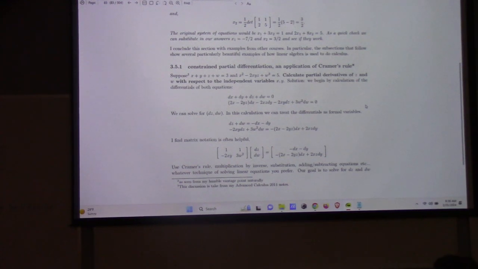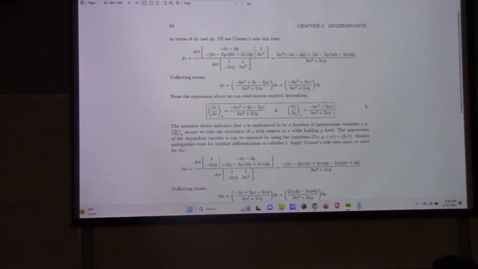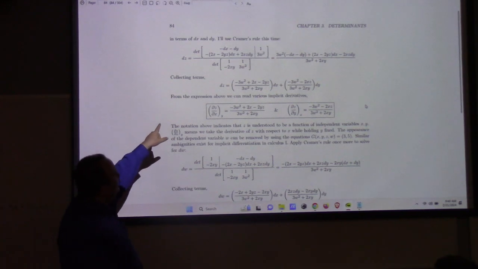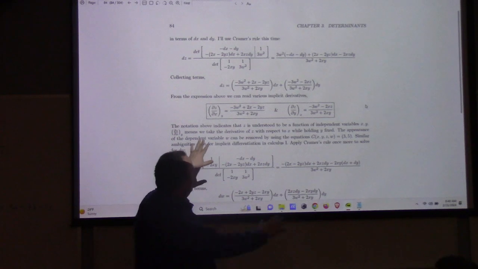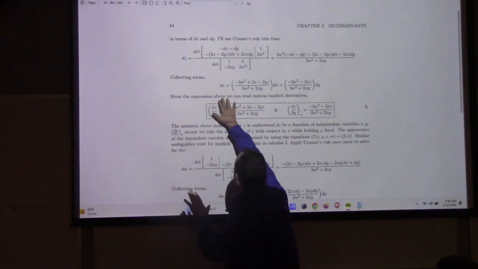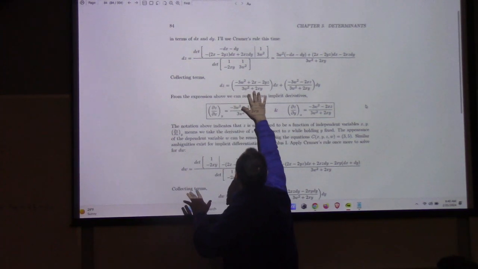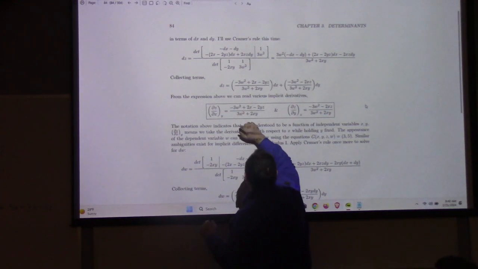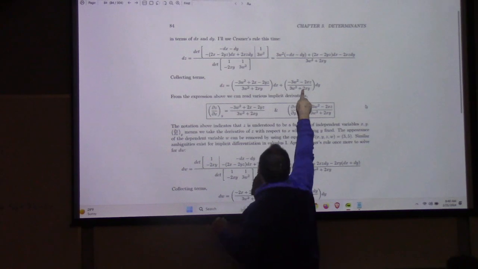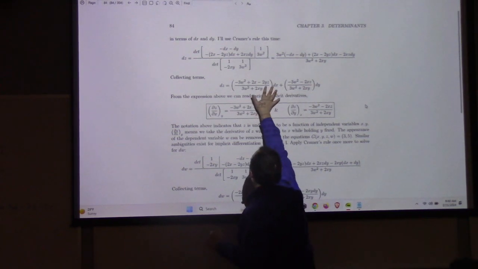And so I do that, and lo and behold, I get dz is equal to this monstrosity, right? Which works out to that. And then the cool thing is, once you have that done, you can read from this the partial derivative of z with respect to x, holding y fixed, which makes this go to 0, which gives us that. Or the partial derivative of z with respect to y, holding x fixed, which would make this go to 0.